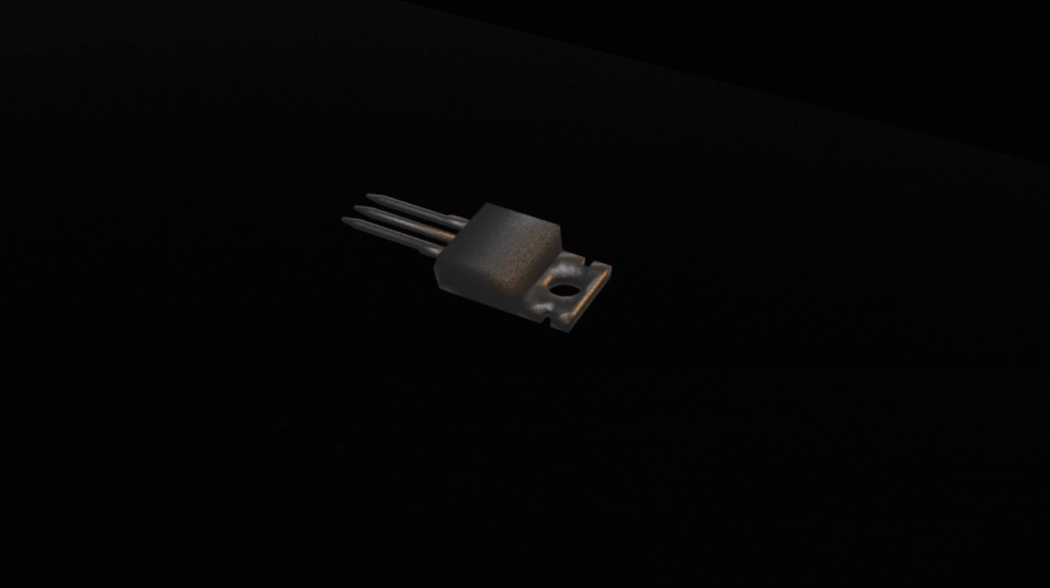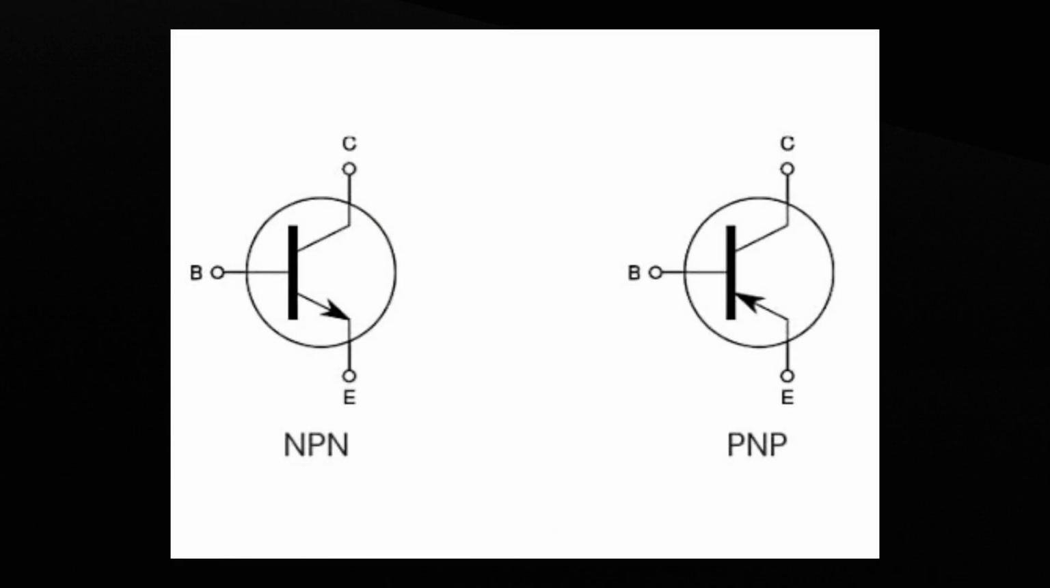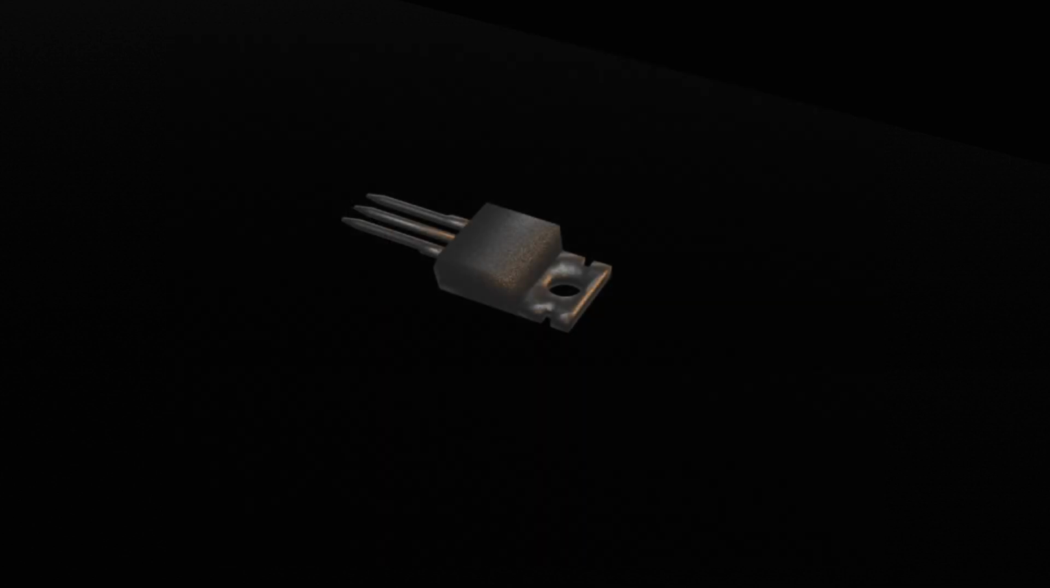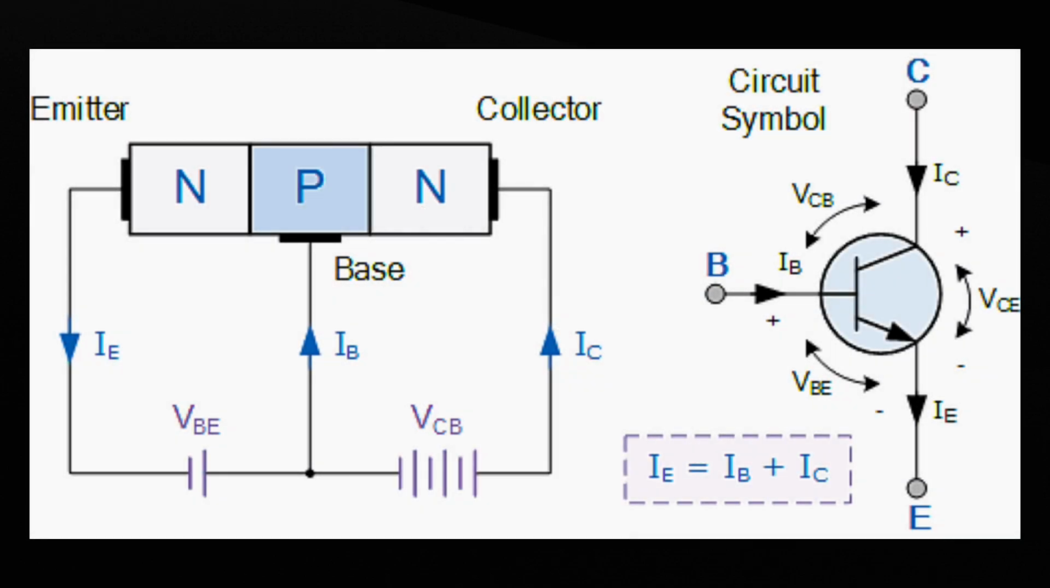Transistors come in two main types, NPN and PNP. The difference lies in how the semiconductor materials are arranged, but their function is similar. Let's focus on the NPN type since it's the most commonly used. In an NPN transistor, when a small current flows into the base, it allows a much larger current to pass from the collector to the emitter. This ability to amplify signals makes transistors essential in devices like radios, microphones, and speakers.